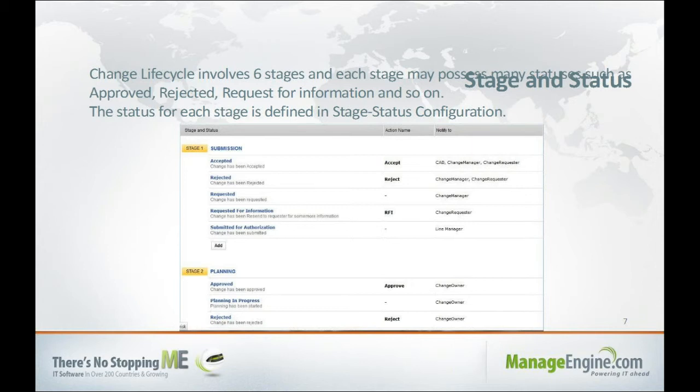These stage names can be customized by the customers, and each stage might have different statuses. For example, in the submission stage, you might have statuses like the change has been accepted or the change has been rejected, whereas in the planning stage, you might have statuses like planning in progress or approved. So for each and every stage or tab, you can have customized change statuses.